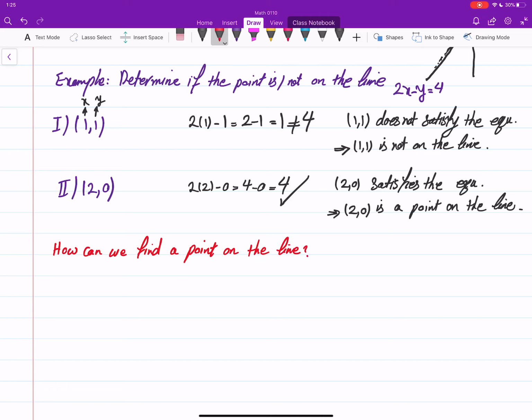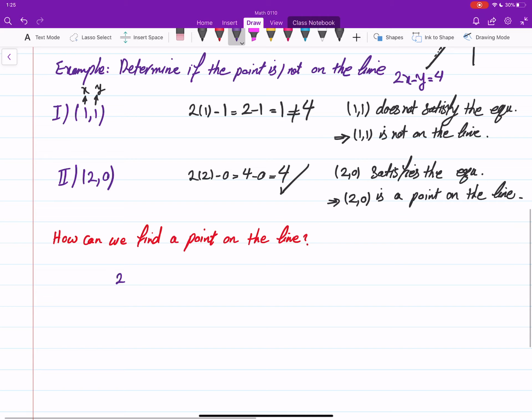Let me just show this for you in this example. 2x minus y equals 4. This is the equation we have been working with in that example. We already know that (2, 0) is a point on the line. Well, every line has infinitely many points. Give me another one. This is how we do it.